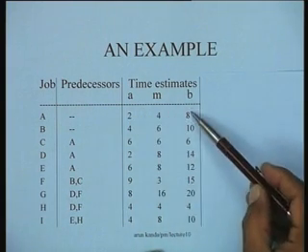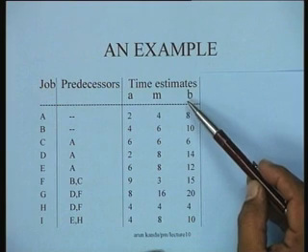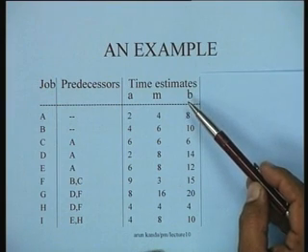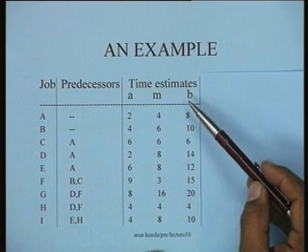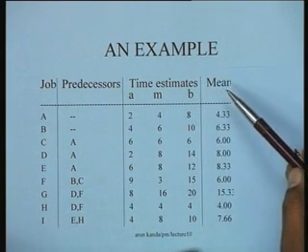Once these time estimates are obtained, we compute the mean and variance time for each activity by utilizing the 2 formulas that I had enunciated a short while ago. The mean is computed by simply (A plus 4M plus B) by 6.